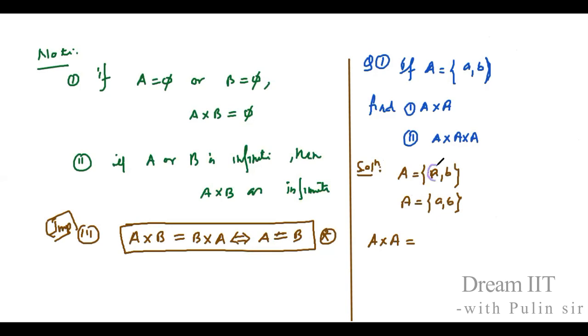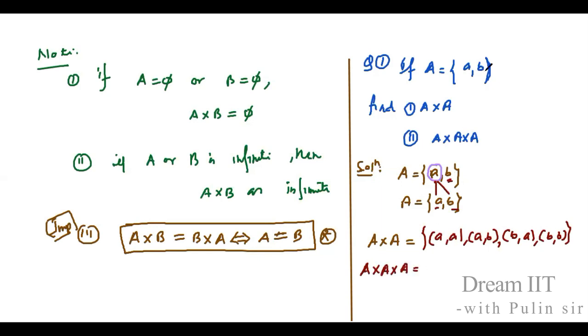I first fix this element in the first place of the ordered pairs. And then all possible ordered pairs I make with this. So it will be (a, a), then (a, b). Then once I do these two, I'll be thinking about the other, which is b. So it will be (b, a) and (b, b). So I'm done with this. Now I'm going to do number 3, A cross A cross A.